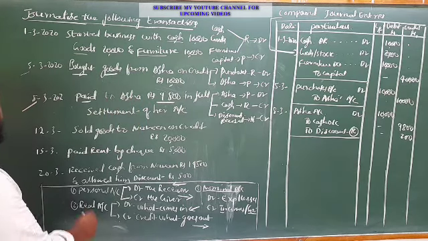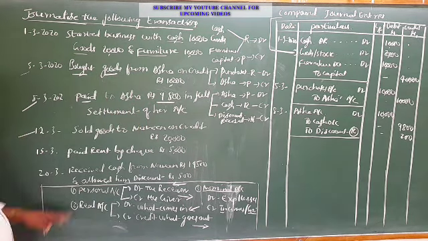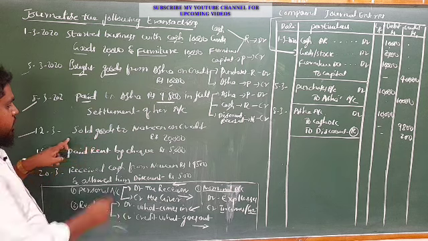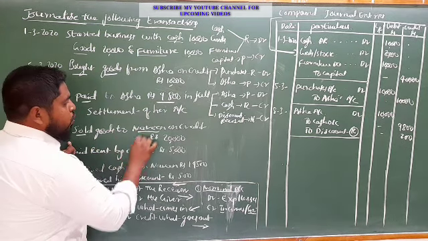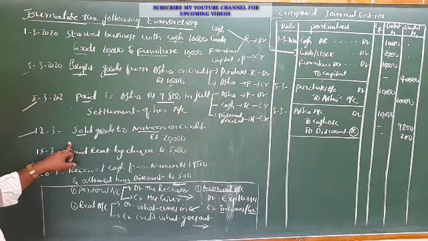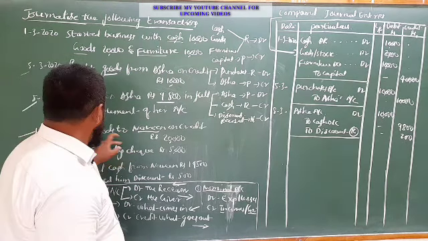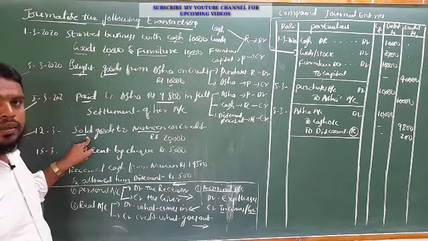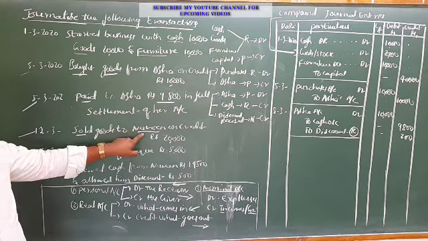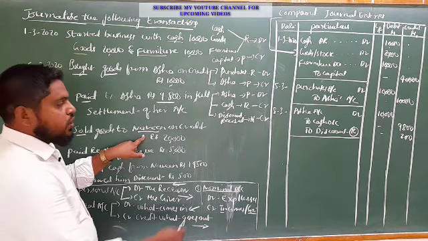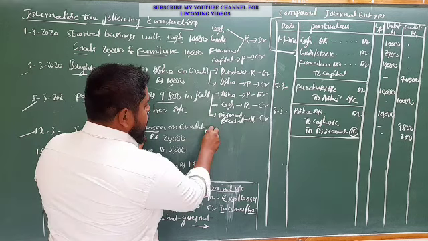Next, on 12th, sold goods to Naveen. Sold goods to Naveen on credit. So in this transaction, 2 accounts are involved. Sold means sales here, sales and Naveen. So it's a credit transaction. So 2 accounts are involved.